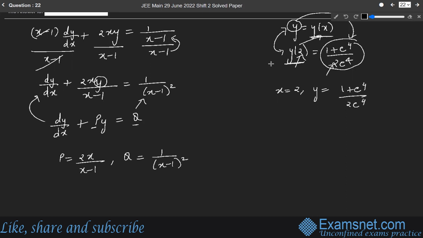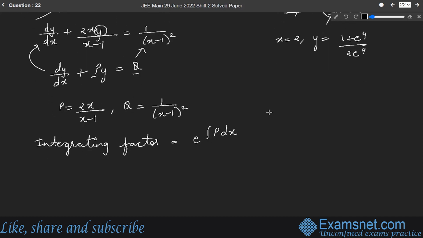Whenever we have a linear differential equation, then we find the integrating factor. Now, what is the integrating factor? Integrating factor is always equal to e power integral of p dx. So for these values, what will be the integrating factor? It will be e power integral of p, what is p? 2x upon x minus 1 and dx.